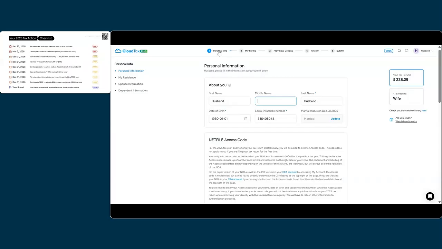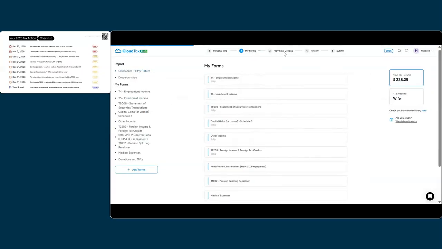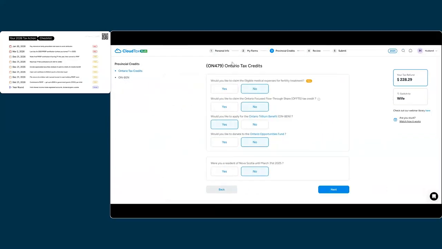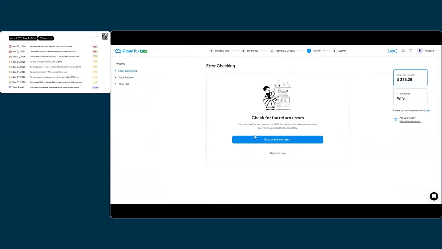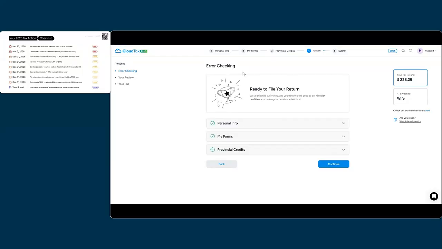Once we're satisfied with steps 1, 2, and 3, with personal info, forms, and provincial credit, you go to review. And then you're going to error check the return. If there's no issues, then you can go ahead and submit the return. Once you submit the return, you get a confirmation code from CRA, and you also get an email if you registered, and then that will be your tax return done. So it's extremely easy to use. It's very intuitive.